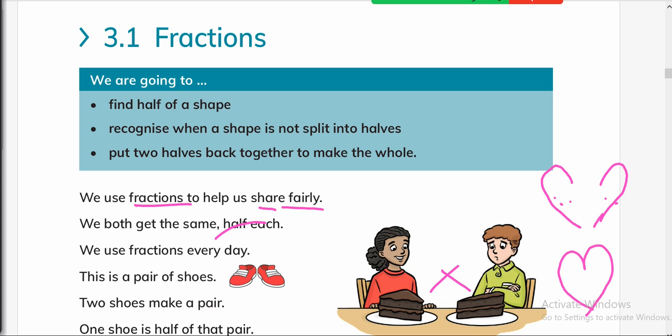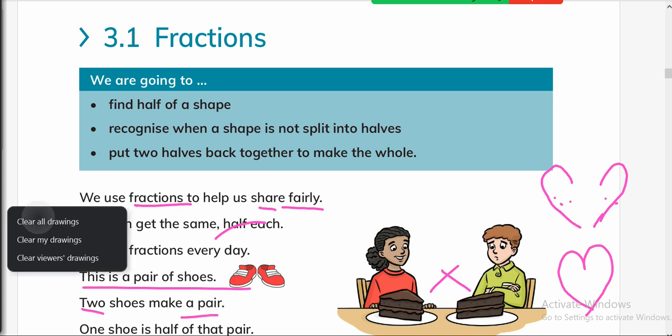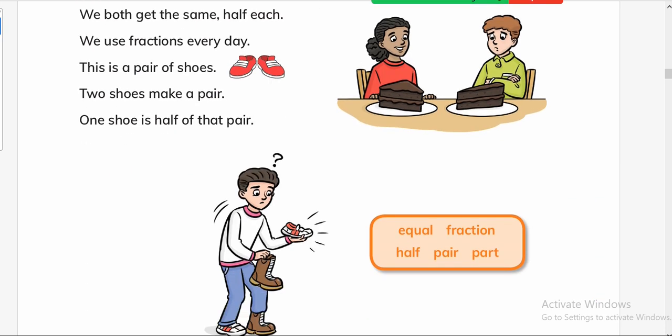Okay, we use fractions every day. This is a pair of shoes. Two shoes make a pair. One shoe is half of that pair.